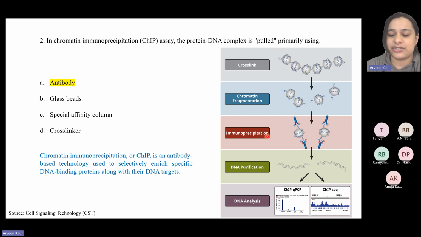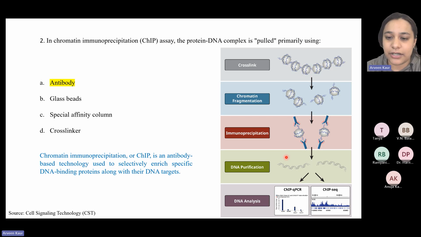And precipitation is essentially to pull something out of one phase. For example, if we have a liquid and we are precipitating out certain solutes from this liquid, that would mean extracting or pulling out those solutes from the solution, right? So over here, precipitation essentially means taking out these protein-DNA complexes with which the antibodies are interacting. This particular step is also known as pulling down, right?